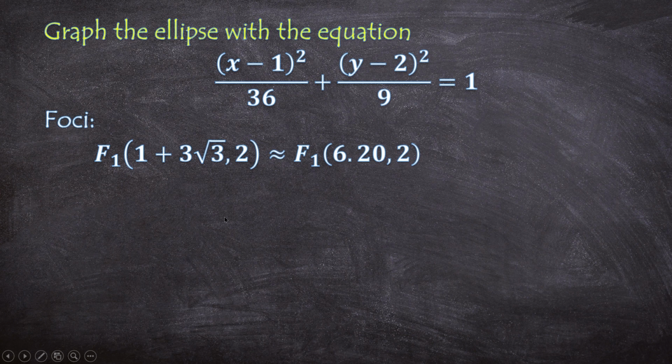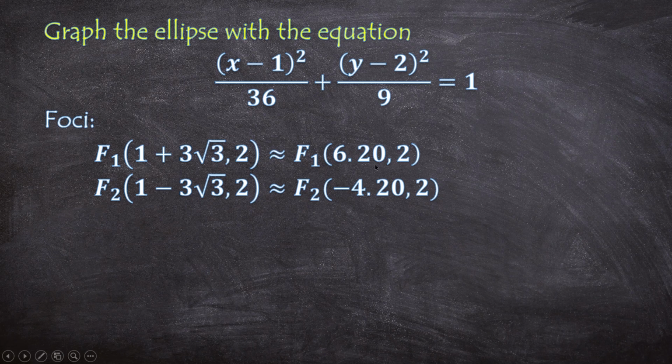Okay, for our foci, that is c units from the center. So it is collinear with the vertex. So therefore, the x component of our point will be changing. So we have 1 plus (3√3)/2, or approximately 6.22. Then minus c units from the center. So we have 1 minus (3√3)/2, or approximately negative 4.22 for our foci.